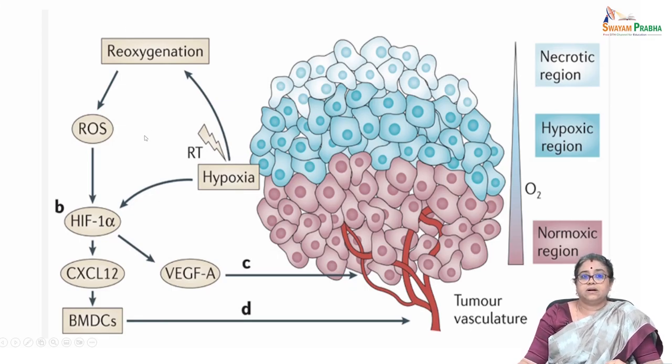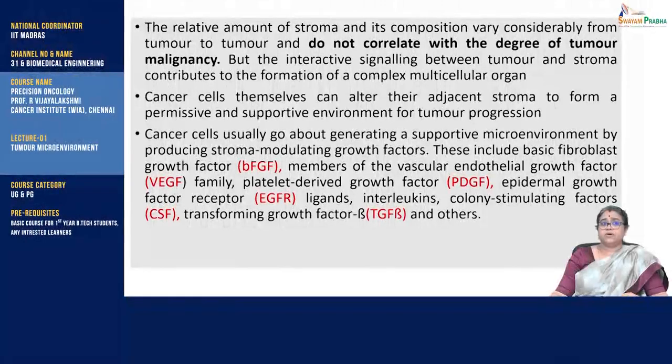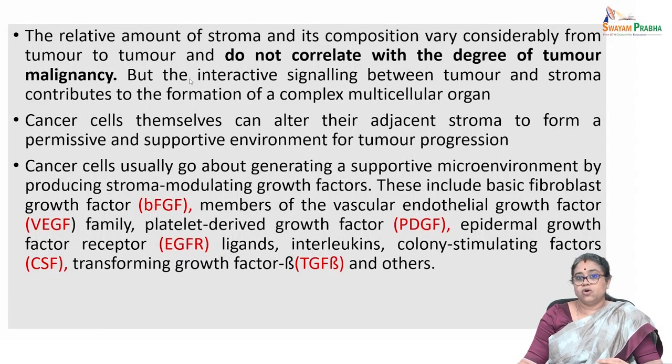Again, when treatments like radiation are given to a bulky tumor, that also can create hypoxic regions within tumors, and that in turn can induce HIF-1 alpha. So HIF-1 alpha's expression generally favors tumor vasculature. Therefore, one has to take care of this HIF-1 alpha protein. The relative amount of stroma and its composition may vary considerably from tumor to tumor, but they do not correlate with the degree of tumor malignancy. Every tumor will differ in the amount of stromal component present.